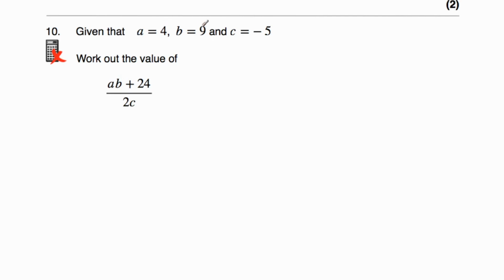So let's work that out. AB is going to be 4 times 9. 4 times 9 is equal to 36 plus 24, divided by 2C, that's going to be 2 times -5, and 2 times -5 is -10. So we've got 36 plus 24 divided by -10. Now we need to add our top line together, so add our 36 and our 24. 36 plus 24 is equal to 60, divided by -10. Now we just need to do our division. 60 divided by -10. Now 60 divided by 10 is 6, so 60 divided by -10 would be -6. So the answer would be -6.